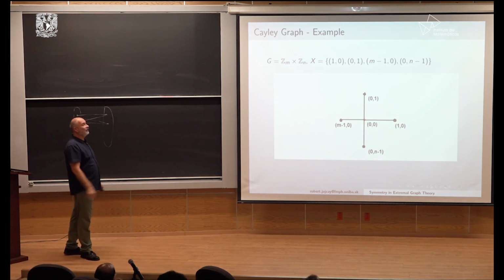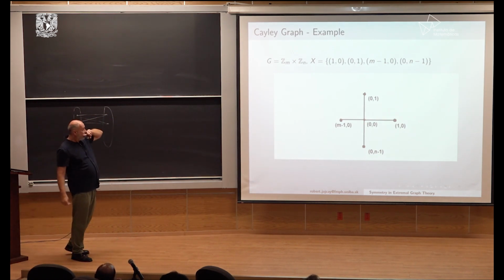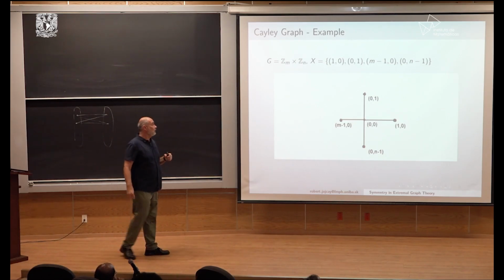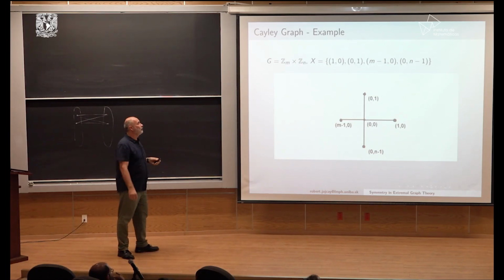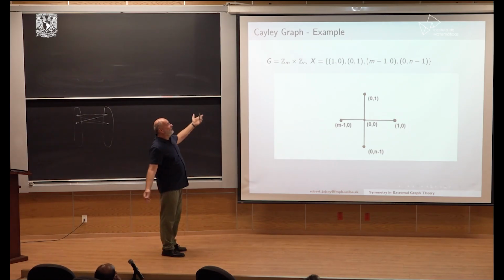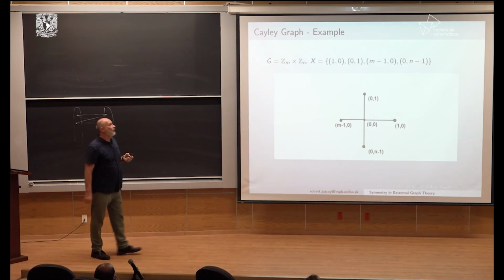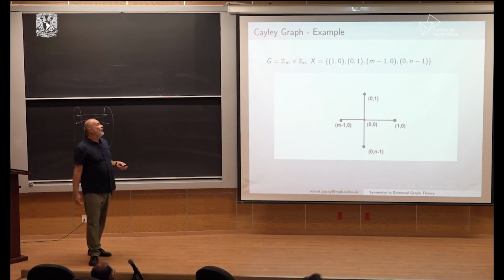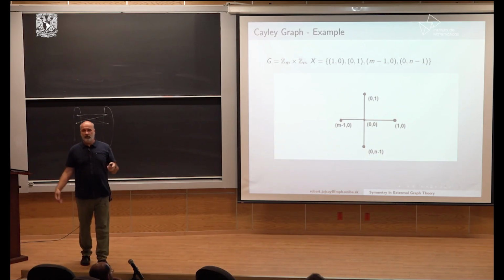People have already seen this who were attending my previous talk. So here's an example, Z_m cross Z_n. It's very simple. Group, generating set (1,0), (0,1), (n-1,0), (0,n-1). Clearly it's a generating set. I get both coordinates. Is it closed? Clearly it's closed under inverses.